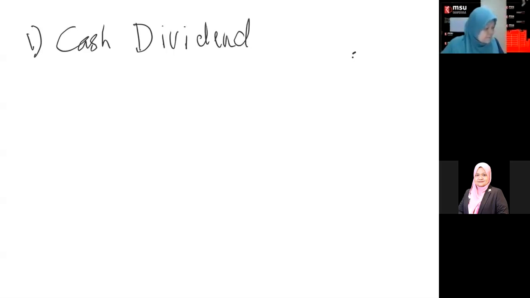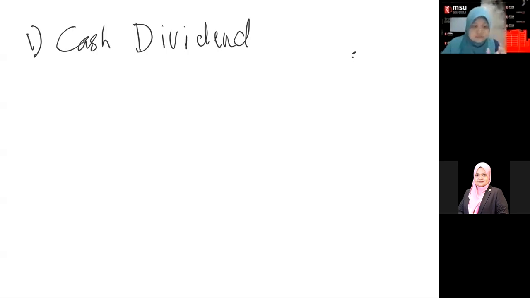So, for example, Encik Nazri owns 100 shares of Samdabi, and Samdabi announced a cash dividend of 0.2 ringgit per share. How much would Encik Nazri receive during the payment of dividend?